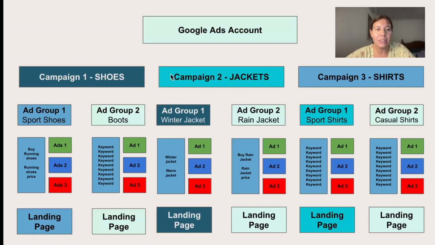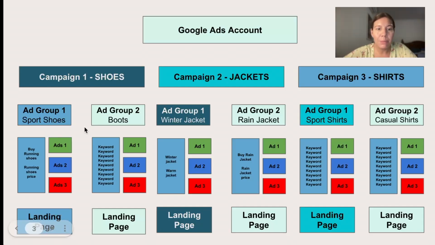Level 3 are the ad groups. So you should create separate ad groups for different product categories. For example, for sport shoes, that would be the first ad group, and the second ad group can be boots. You do the same for the other campaigns. Here you have the first ad group, winter jacket, the second ad group, rain jacket. For small budgets, like below $50 a day, I recommend to not create more than 3 ad groups. For higher budgets, up to 8 or up to 10 ad groups can make sense.